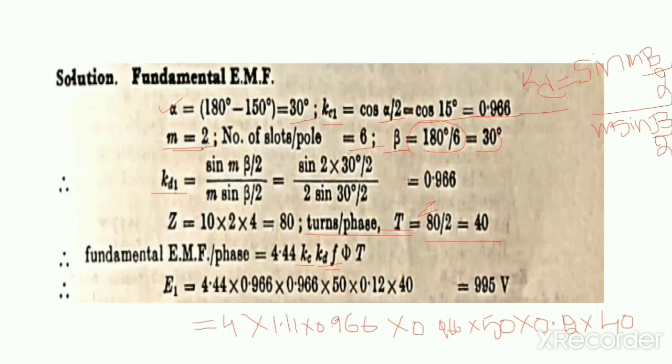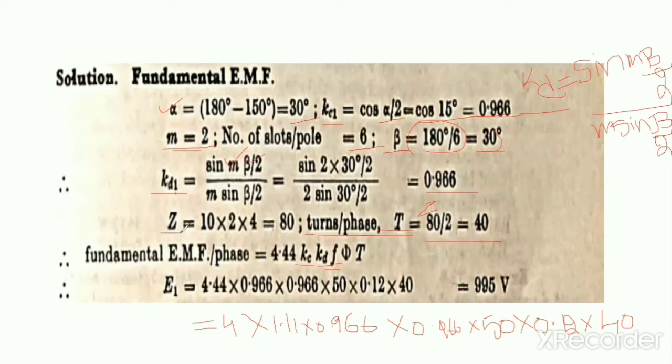Then m is equal to 2, which will be given in the question. Therefore, the number of slots per pole is equal to 6, and beta is equal to 180 by 6, that will be equal to 30 degrees. And then we calculate the distribution factor, that is Kd1. What is the formula for the distribution factor? That is sin m beta by 2 divided by m sin beta by 2. We substitute all the values in this formula, then we obtain Kd1.